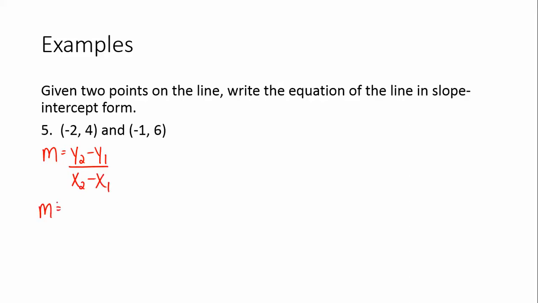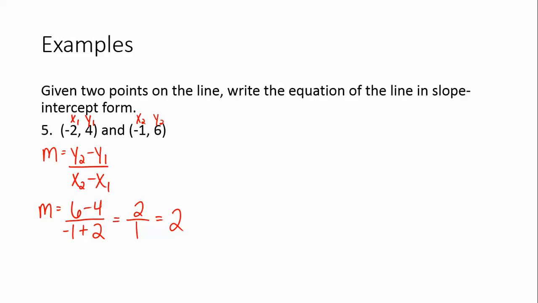So if we label our ordered pair x1, y1, and the other one is x2, y2, we get 6 minus 4 on top, negative 1 minus a negative 2 on the bottom. Negative 1 minus negative 2 is the same as negative 1 plus 2. 6 minus 4 is 2. Negative 1 plus 2 is 1. So our slope is 2 over 1, or 2. Please notice that it is positive.